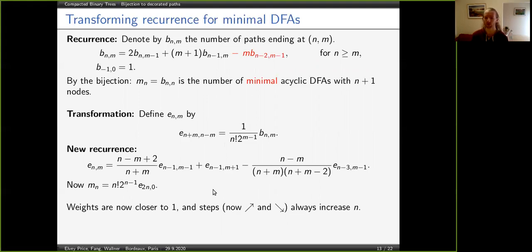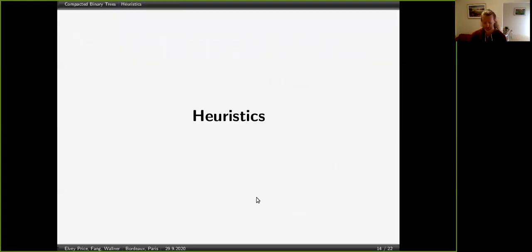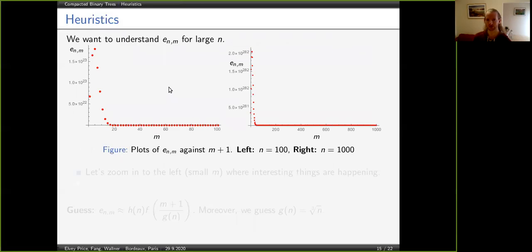Okay, and so before, the steps we had were right and up, whereas now we have up and down steps, which always go to the right. The first step in analyzing the recurrence is to do some heuristics. So recall we have this recurrence for a_{n,m}, and all we need to do now is to understand how e_{n,m} behaves for large n.